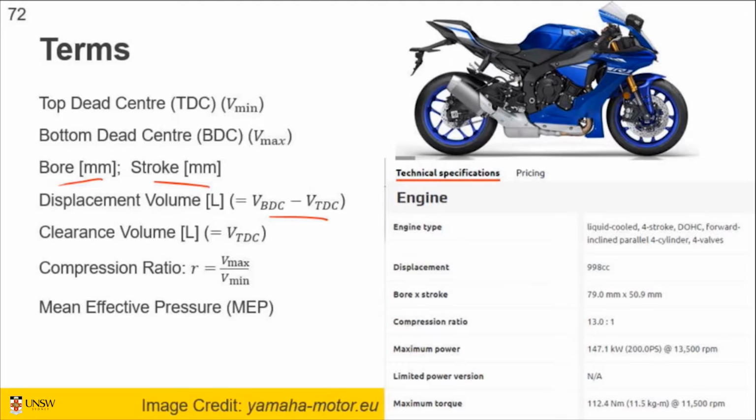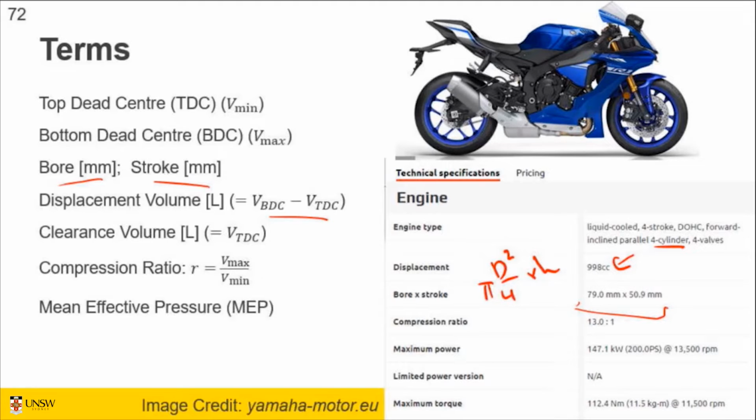This is a R1. You know, you find this on the internet, obviously. So it's got a bore and stroke. If you used pi d squared on 4 for the area, multiplied by height, which would be the stroke length, okay, that would give you 250 cc's, cubic centimetres, right? Because there's 4 cylinders and 4 of them must create a displacement volume of 1 litre. So that's displacement volume. That's one of the typical ways you talk about engines.